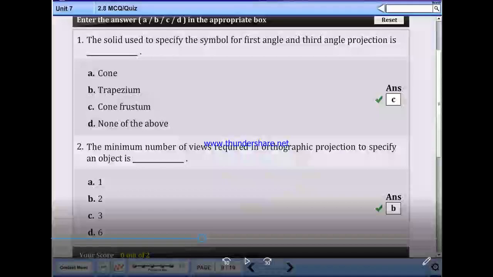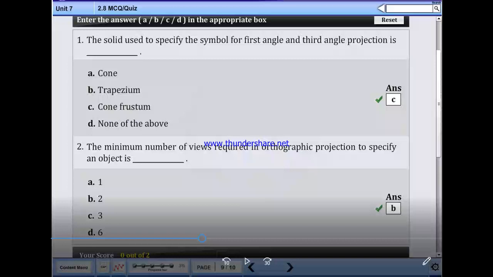Now let us see some quiz questions. First, the solid used to specify the symbol for first angle and third angle projection is: cone, trapezoid, cone frustum, none of the above. Answer is cone frustum. The minimum number of views required in orthographic projection to specify an object is 1, 2, 3, or 6. Answer is 2. The minimum number of views required in orthographic projections to specify the object is 2.